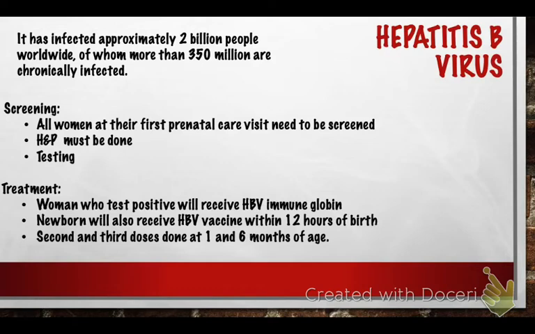Life-threatening liver disease like cirrhosis, liver failure, or hepatocellular carcinoma can occur in as many as 40% of people with hepatitis B. Hep B can be transmitted through contaminated blood, illicit drug use, and sexual contact.